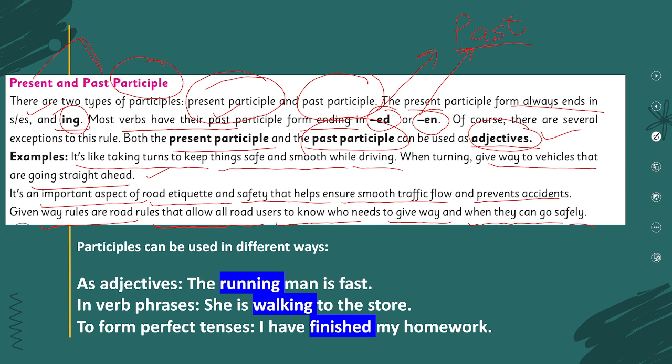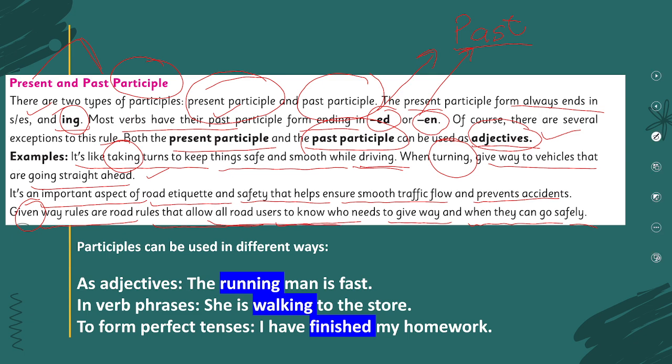they can go safely. Can we find some present and past participles? To look for present participles, we are going to see words ending with ing. Let's see. It's like taking turns. Taking, here, turning, and then we have words like given. This is a past participle.